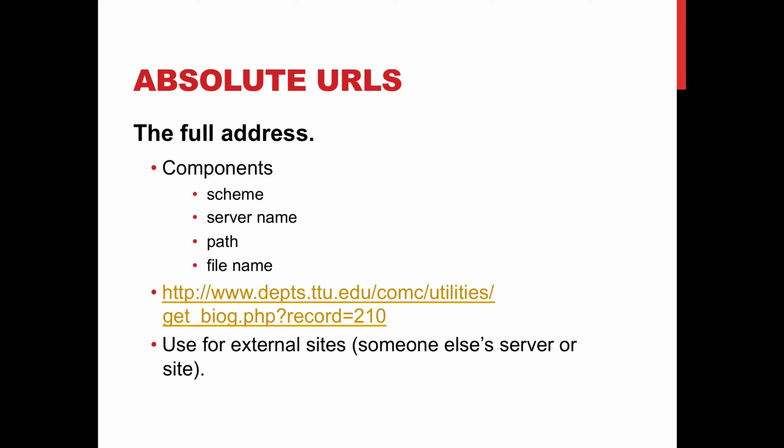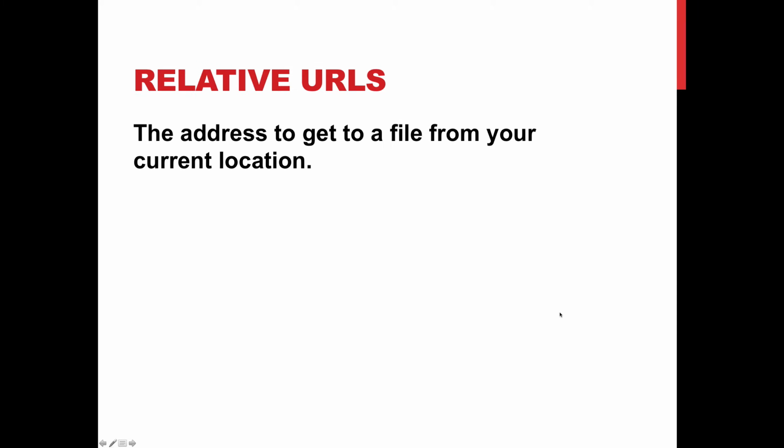You want to use this if you are trying to link from your page to someone else's server or someone else's site. So if you're staying within your personal site, you do not have to do this, but if you are trying to link from your site to my site, you need to use a full address. So that's called an absolute URL. A relative URL is the address from your current location to the next location, and this is for moving within your site, within your server.